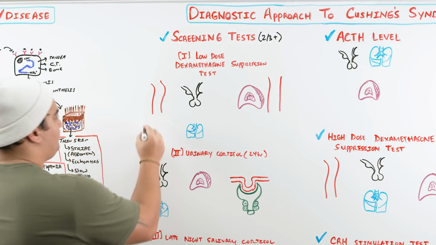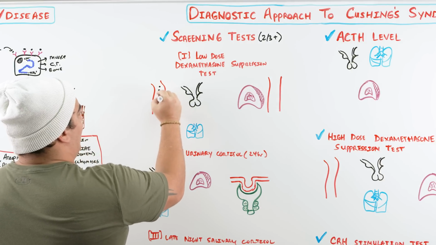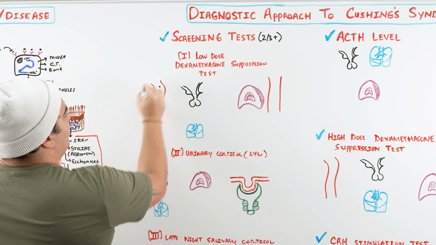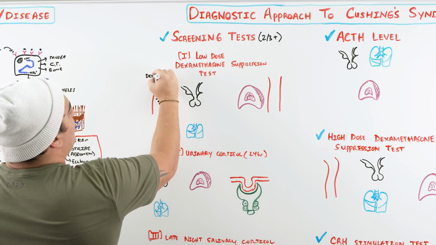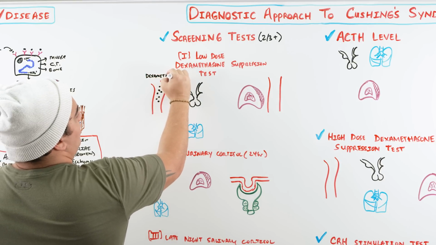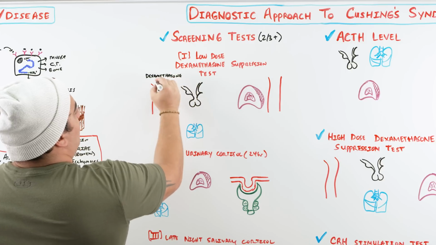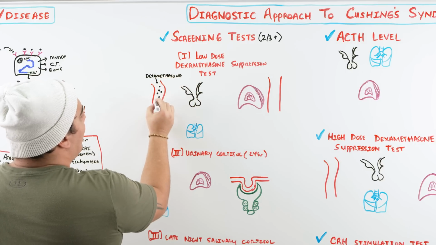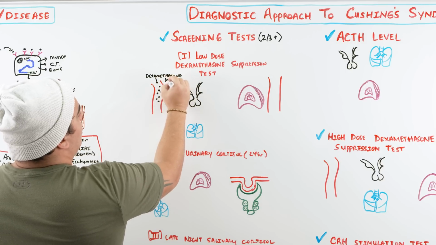So what you do is you give the patient 1 milligram of dexamethasone. Dexamethasone is a corticosteroid, essentially. And what you do is you give them approximately 1 milligram.